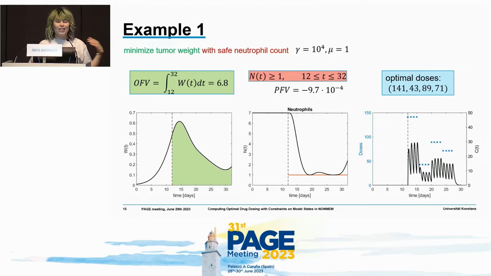All right, let's look at some examples just for the purpose of illustrating this method. Example 1 was what I previously mentioned, where we combined the CAR tumor growth inhibition model with the Friberg myelosuppression model. Daily dosing starts at day 12, and each dose is applied 4 times. Our goal is to compute optimal drug doses which minimize the tumor weight while maintaining a safe neutrophil count.